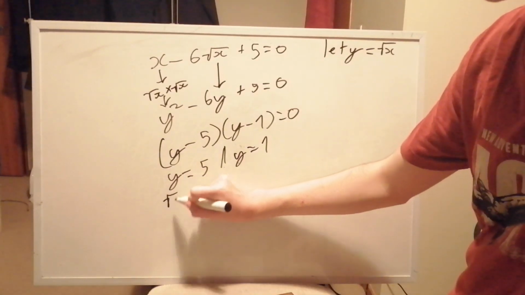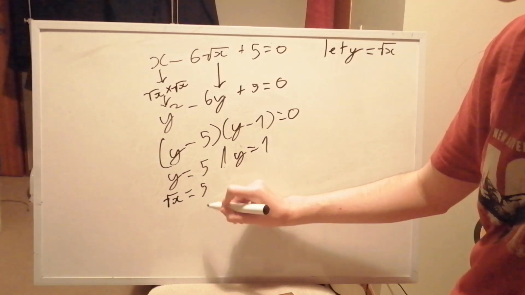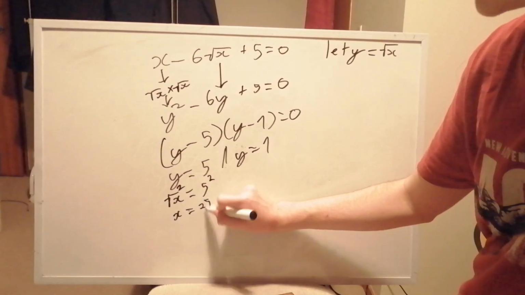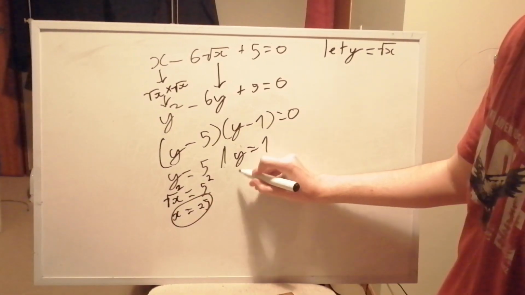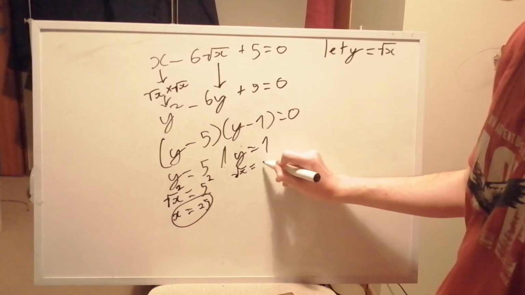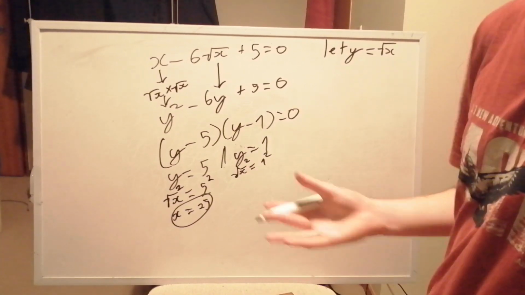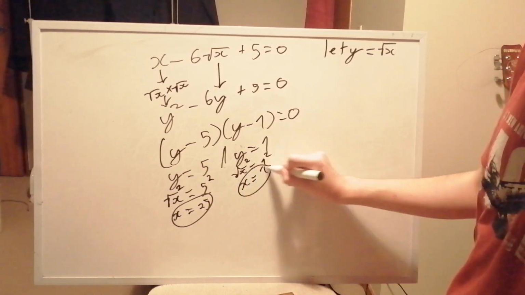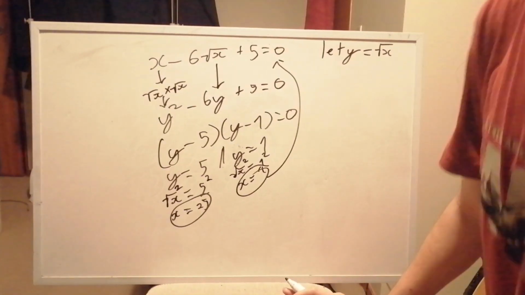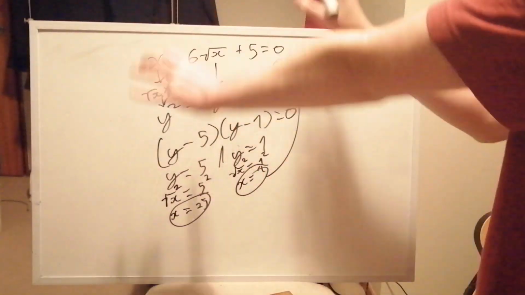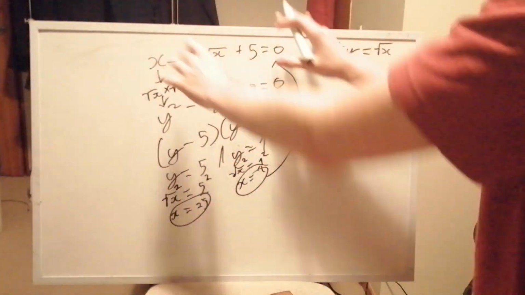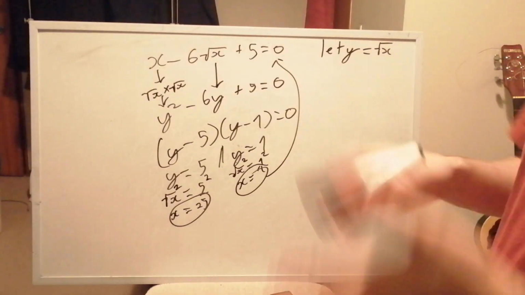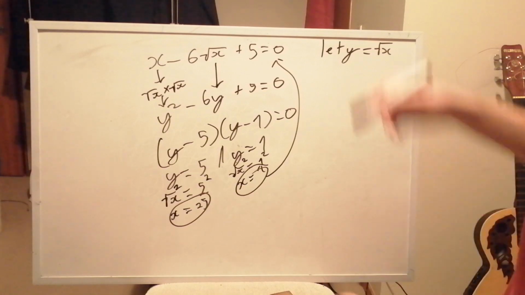So the square root of x is equal to 5. Okay, so we just square both sides. And that means x is equal to 25. Whoop. And then we do this here. Square root of x is equal to 1. So we square both sides. 1 squared is still 1. So x is equal to 1. And these are our solutions for this here. And we didn't have to do any mental gymnastics trying to figure out how to solve this polynomial. We just transformed it into this one and used that to solve the equation.